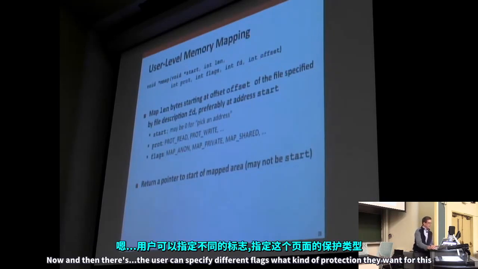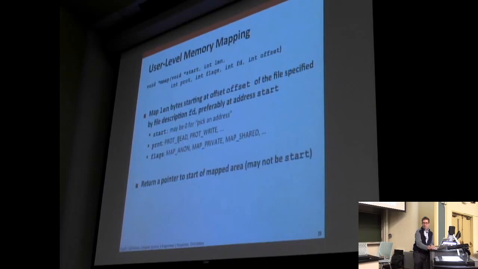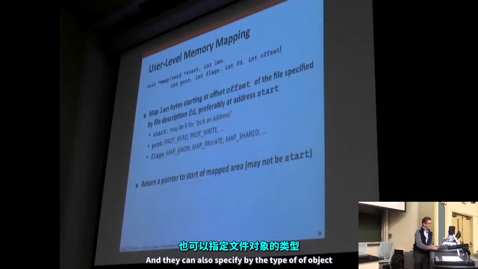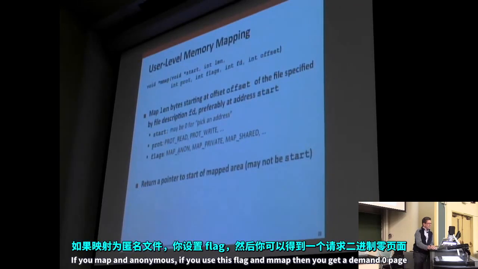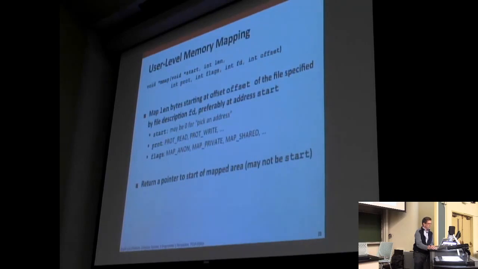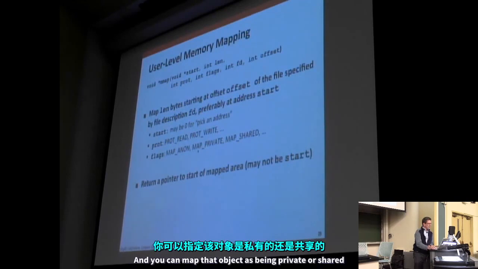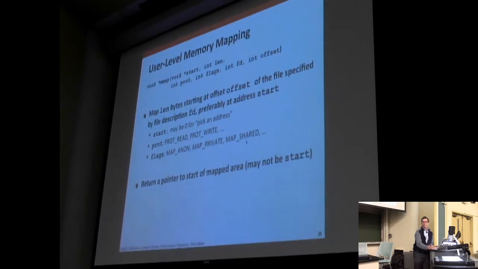Now, the user can specify different flags, what kind of protection they want, whether it's private, or whether it's read only or read write. And they can also specify the type of object. If you use the anonymous flag in mmap, then you get a demand 0 page. Okay, that's the anonymous file, in which case you don't need to specify this file descriptor. And you can map that object as being private or shared. Okay, like we talked about before.